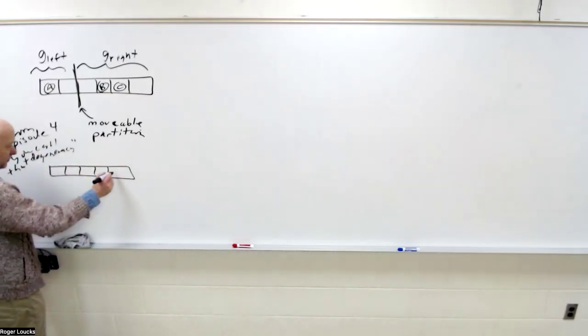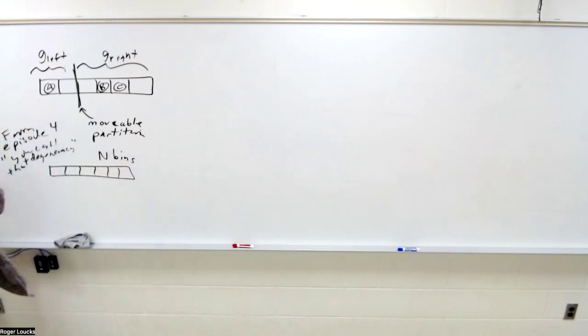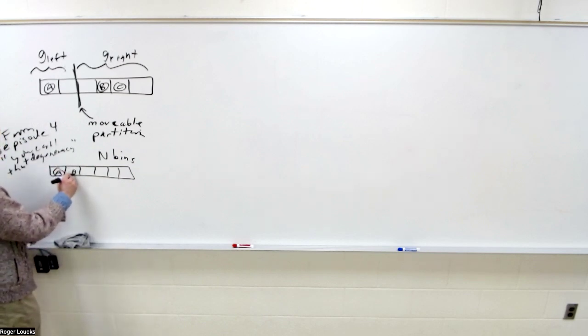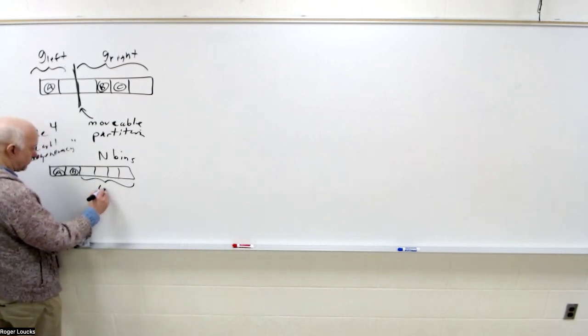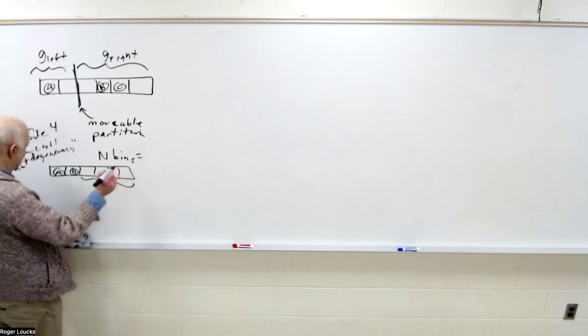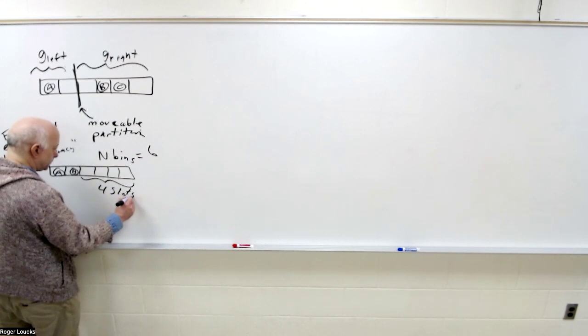We had a whole bunch of bins here. Let's say we have N bins. And then we're going to put in a certain number of particles, let's say there's an A here, and there's a B here like this. So let's say we have 4. So the number of bins here: 1, 2, 3, 4, 5, 6. So this is 6. We had 4 slots.